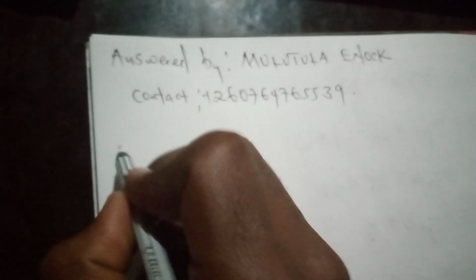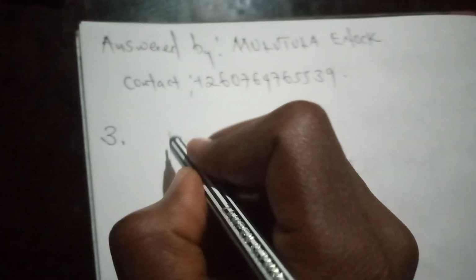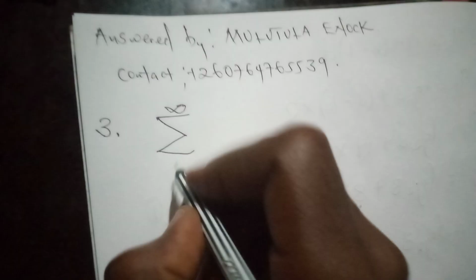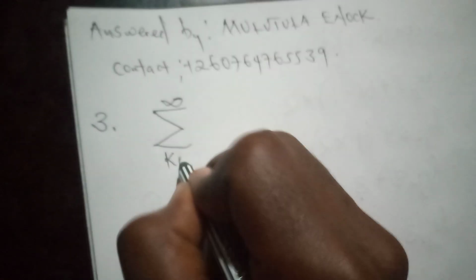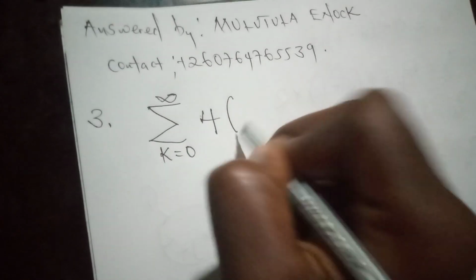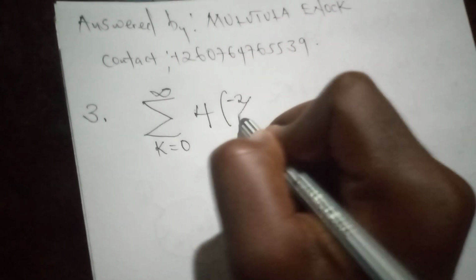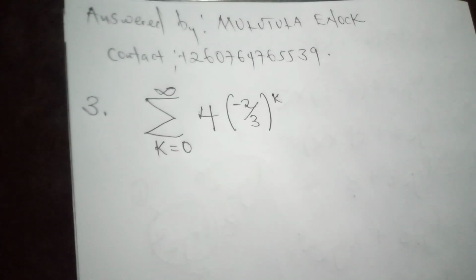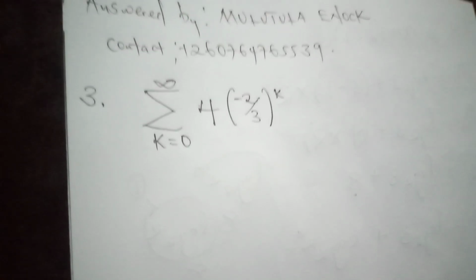So this is question 3, and we have been given the summation of the infinite, k equals 0, our lower limit, of 4 multiplied by negative 2 over 3 to power k. And then they are telling us to find the sum.